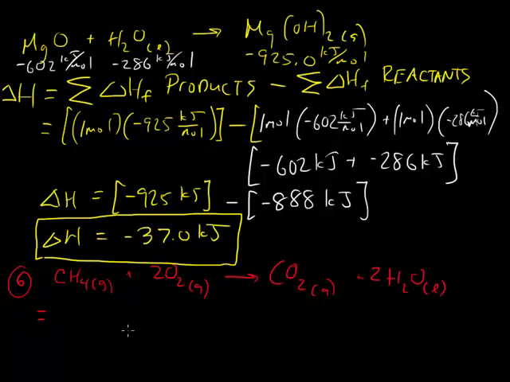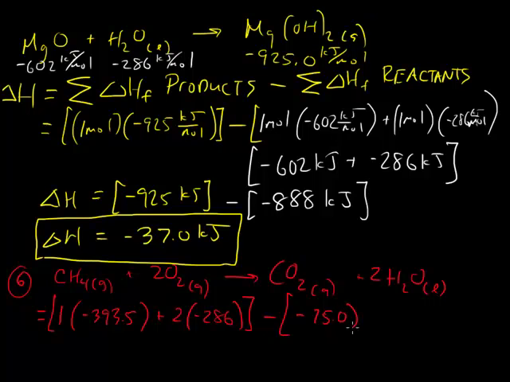The first product is CO2, so I have 1 mole of that. We look up the value of CO2 gas, and it's negative 393.5. Then we add 2 times the liquid water, which is negative 286. That all goes here. Then we subtract the reactant side, which is CH4. CH4 gas is negative 75, and there's 1 mole, so I'm not including that. And then 2 moles of the oxygen gas.